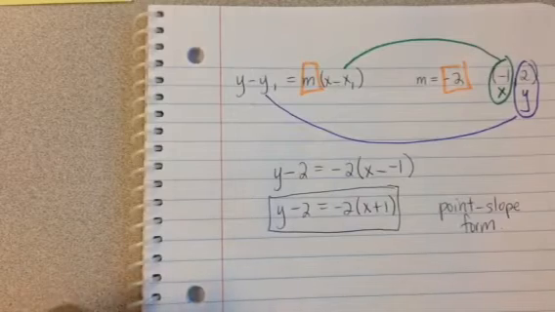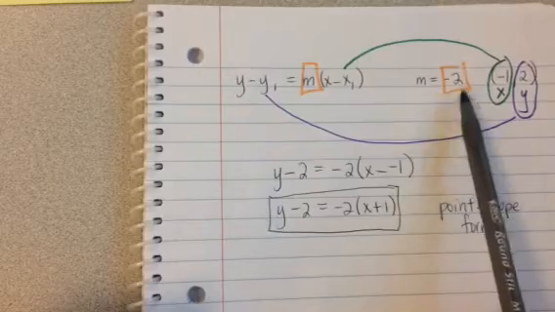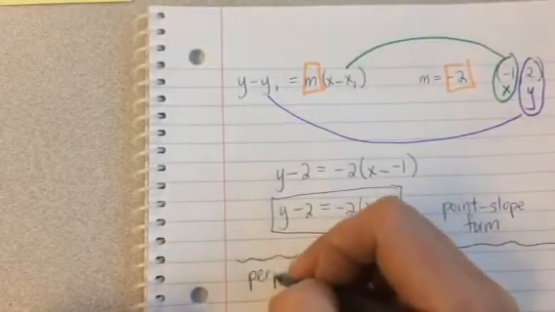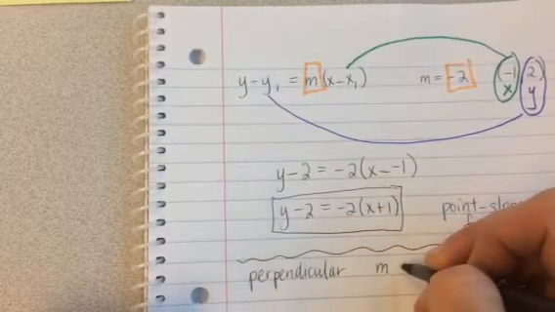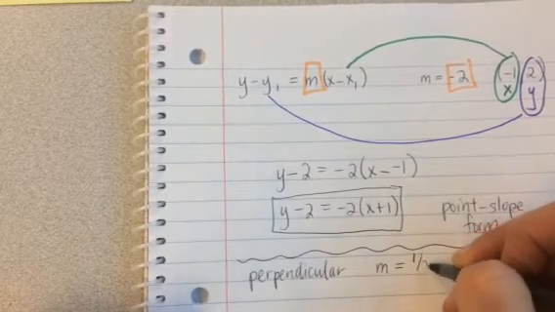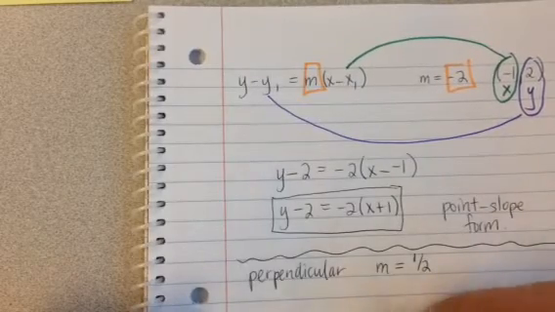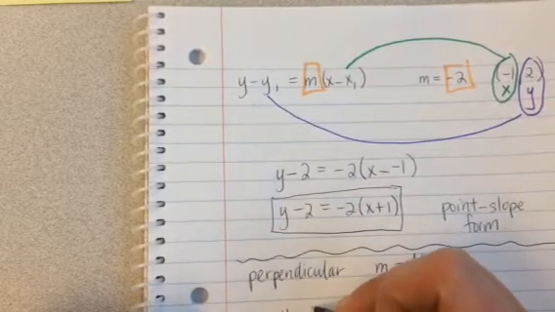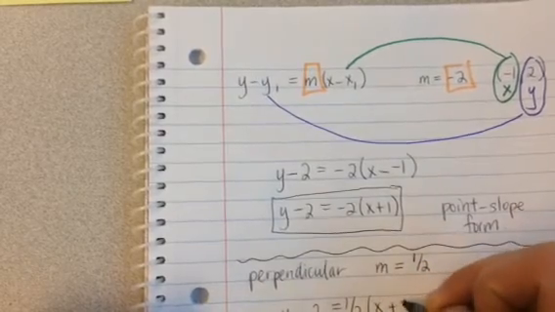Now, if we wanted to write the equation of the line that was perpendicular, we would do the same thing, except use the m as the opposite reciprocal, which will be a positive 1/2. So we could do the same thing we just did up here. We would do y minus 2 equals 1/2 times x plus 1.